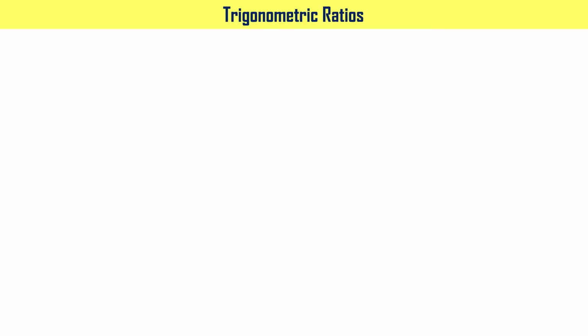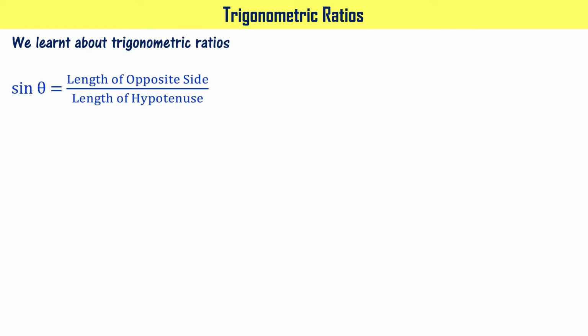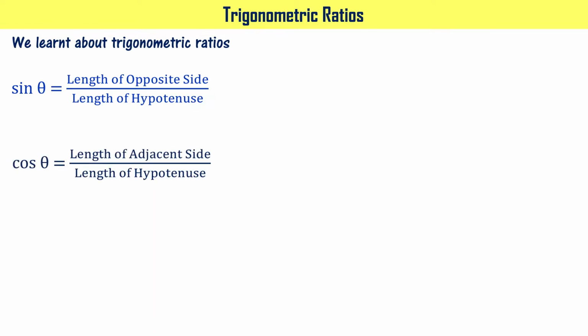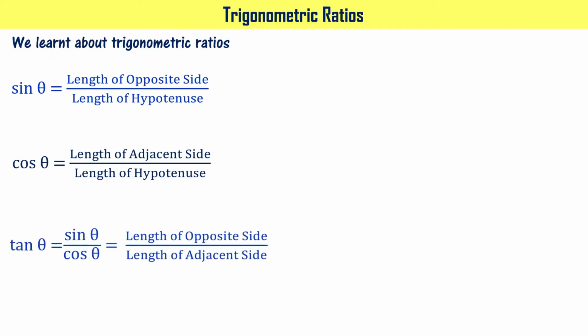In the previous video, we learnt about trigonometric ratios, right? What are those? Sin theta equal to length of opposite side to angle theta divided by length of hypotenuse, right? In a right angle triangle, if theta is an acute angle, sin theta is defined as length of opposite side to angle theta divided by length of hypotenuse, right? Cos theta is length of adjacent side divided by length of hypotenuse, right? Tan theta is defined as sin theta by cos theta or length of opposite side to angle theta divided by length of adjacent side to angle theta.